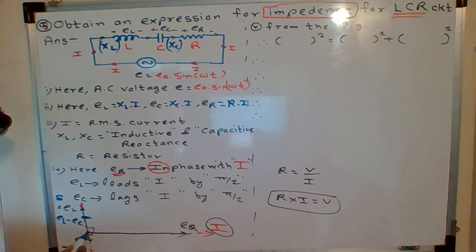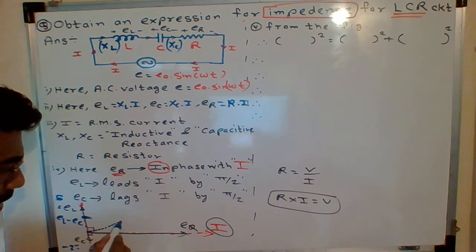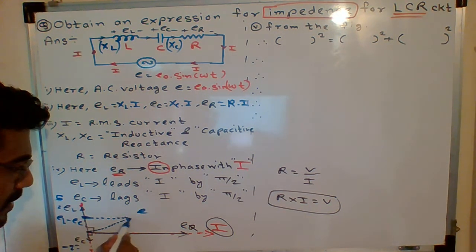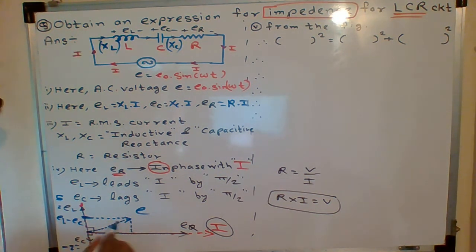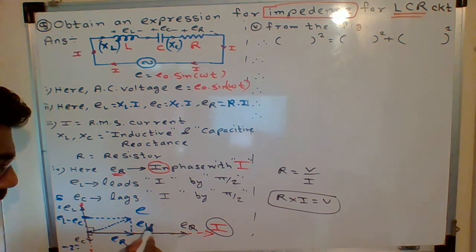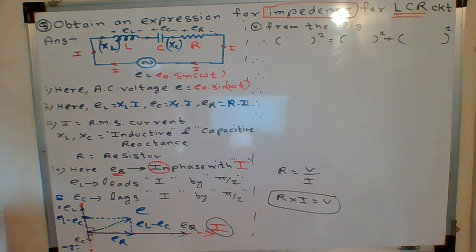So students, all of you concentrate. The resultant E is always in this direction. And this E consists of two sides, one is ER, and the second one is EL minus EC.